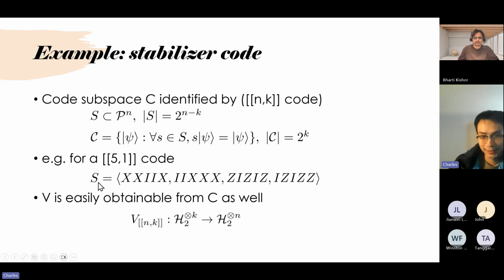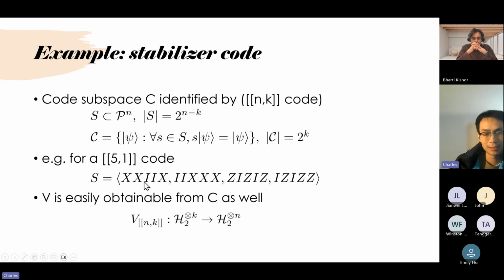Very concretely, here is an example of a 5-qubit code that encodes 1 logical qubit, where the stabilizer group is generated by these Pauli strings, where whenever we write X, that means the tensor product of the Pauli X operator and identity operators. Once you have the stabilizer group, it is also easy to construct this encoding isometry from the code words. In this case, it represents a map from a 2 to the k dimensional Hilbert space to a 2 to the n dimensional Hilbert space.